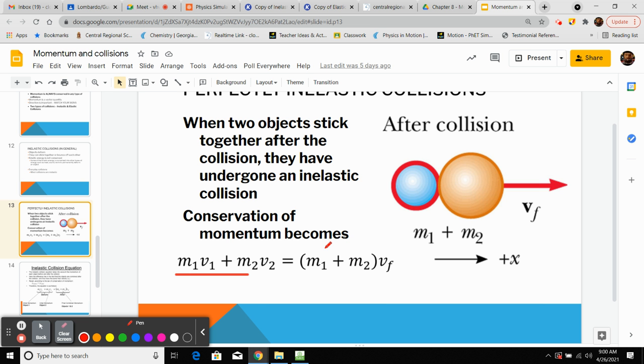So once they get stuck together, these two things are moving as one whole piece. So what we would do is add their masses together and figure, okay, well now they're both going to be moving at the same speed. Why? Because they're stuck together.